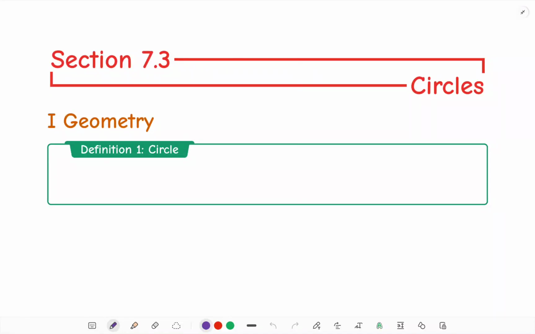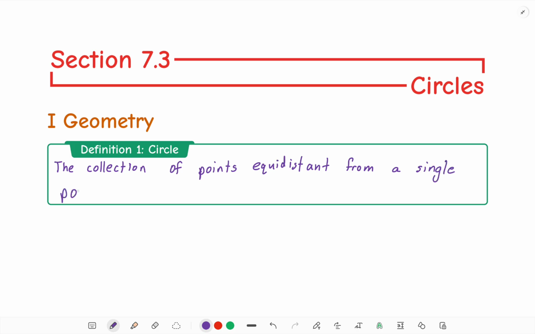Hey everyone, today I'm going to cover section 7.3, circles. So just like parabolas, we're going to start out with the geometric definition of a circle, and it's the collection of points equidistant from a single point, which we call the center.